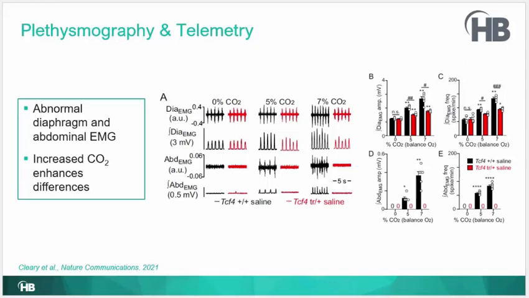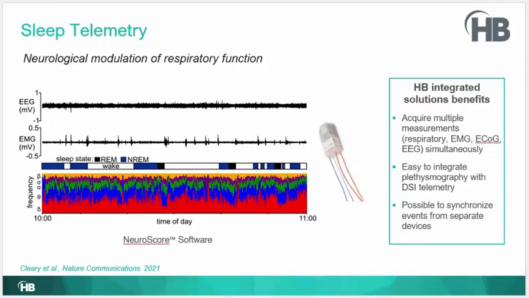So again, it illustrates the fact that you can take these two measures and do them at the exact same time. This is actually from the same paper as well. And so not only did they look at EMG and whole body pleth, but they also did sleep telemetry as well. So you've got multiple measures happening at the exact same time. It's also very easy to integrate all of these different measurements under the same platform. And just as before, you could potentially synchronize events from the separate devices.